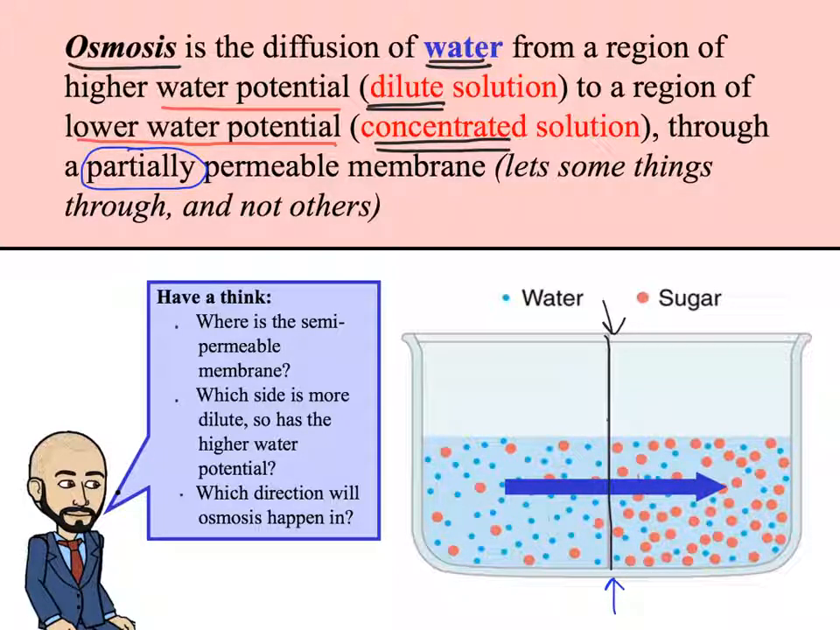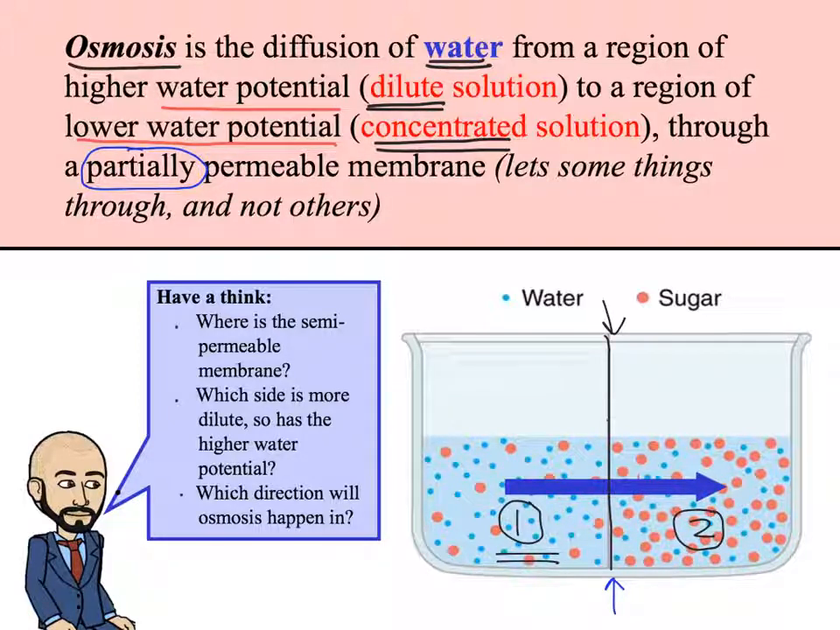It says here on the left, which side is more dilute, so it's the higher water potential. Well, clearly, if we call this side 1, this side 2, if there's more water on side 1, it has the higher water potential. Side 2 is the more concentrated, sugar concentrated solution, so that's more likely to be our lower water potential region.